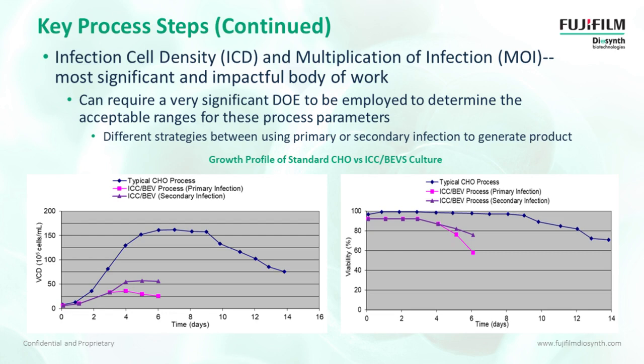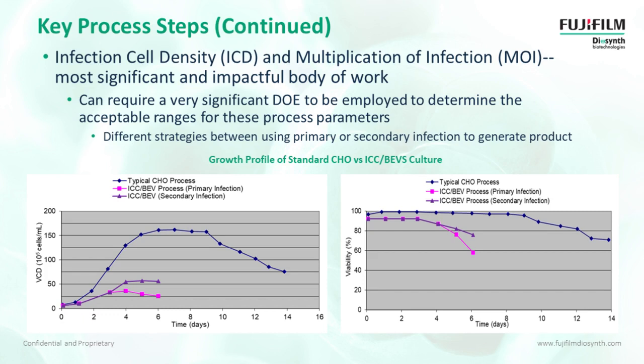Some of the key process steps continuing here, when you're looking at the infection cell density, just for a visual, as some people have not seen how insect cell cultures are different from CHO processes. This is some of the DOEs that you would look at.